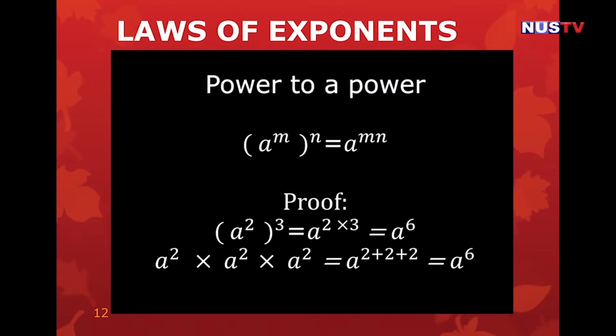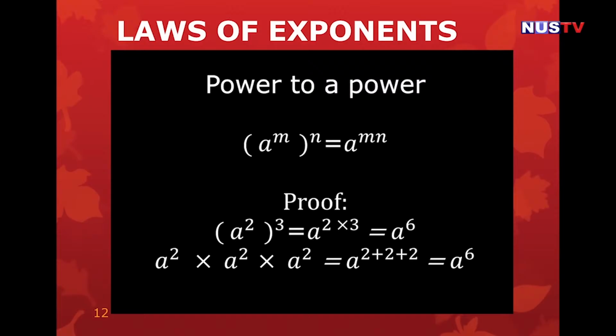Let's have a proof. For example, if we have a to the power of 2 inside the bracket, multiplied by the power of 3, then according to this law, it's the same as a to the power of 2 times 3. And that means you have a to the power of 6 because 2 times 3 is 6. Now, where did this come from?